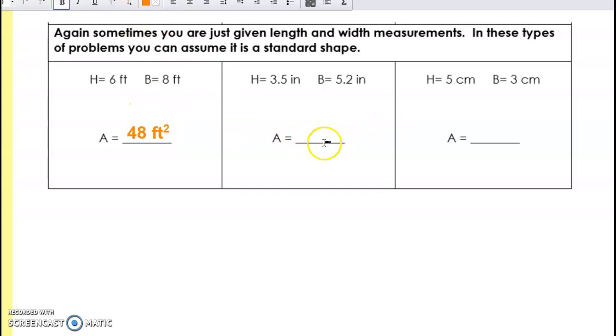This one here in the middle. And if it's decimals, you might be best to grab yourself a calculator and complete your calculations that way. This gives you 18.2.